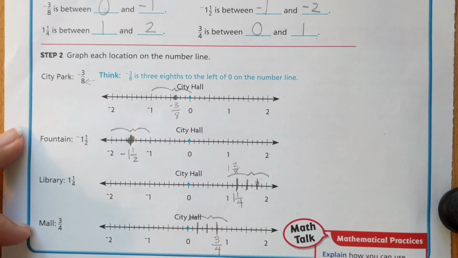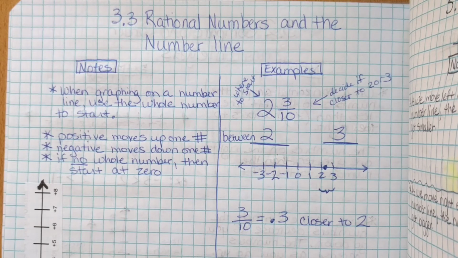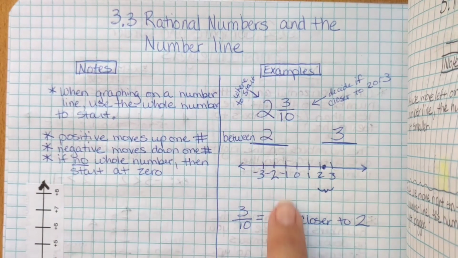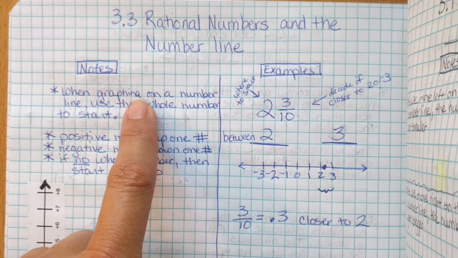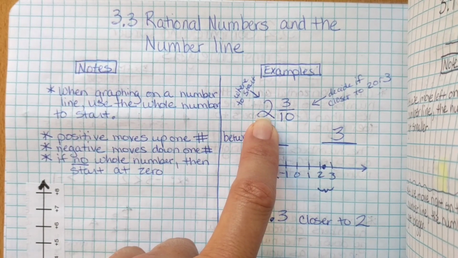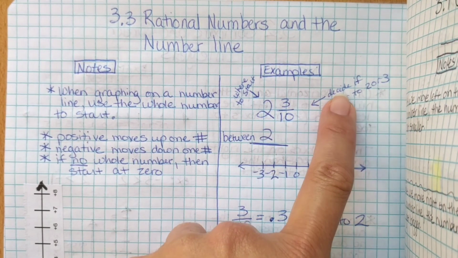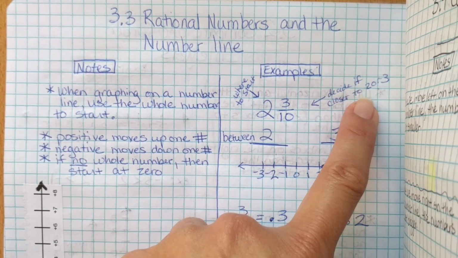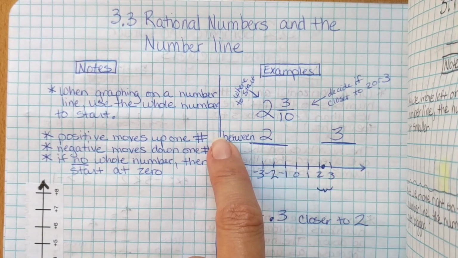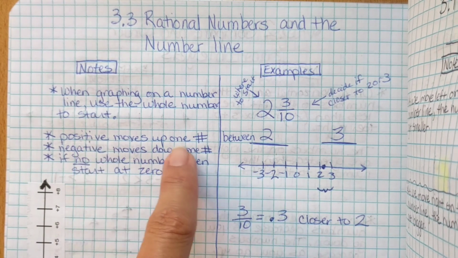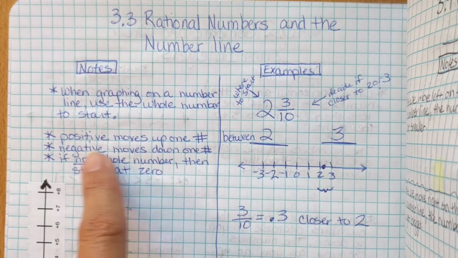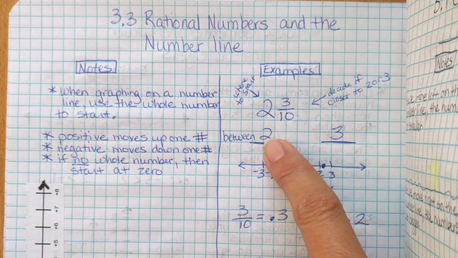Okay, take a look at your notes. Okay, so rational numbers and the number line is our heading. These are our notes. These are our examples. When graphing on a number line, use the whole number to start. This is where you start, is the whole number. Then decide if it's closer to 0, or I'm sorry, closer to 2 or 3. Positive moves up one number. So 3/10 is closer to 2 than to 3.